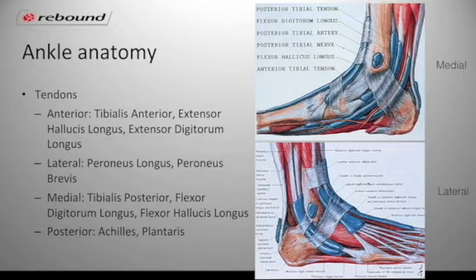Laterally, we have our dynamic restraints to inversion injuries, and these are the peroneals. Both the peroneus longus and the peroneus brevis serve to hold our ankle against these inversion injuries. When we have an ankle sprain, oftentimes we find that the peroneals are somewhat weak and are not protecting our ankle appropriately.